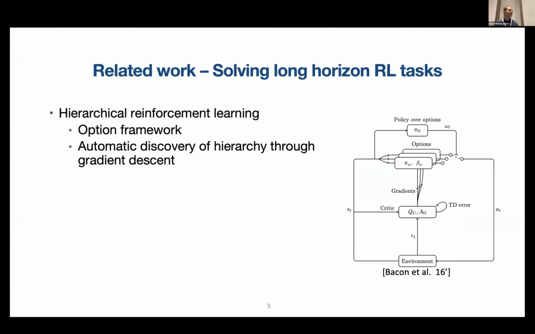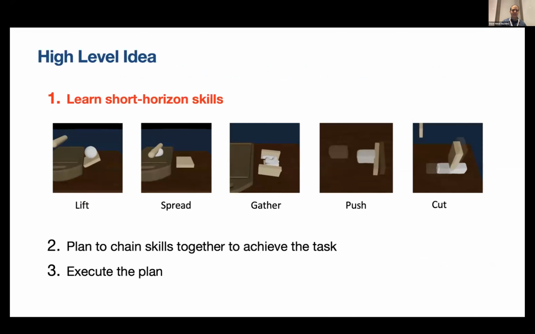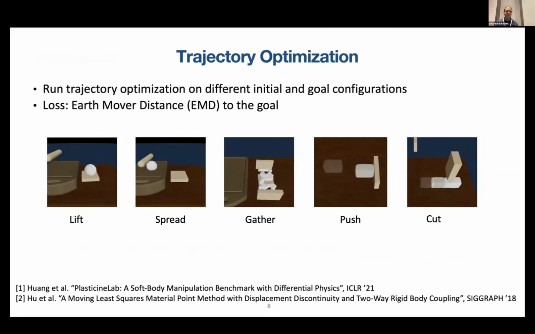Another approach that's related to the kind of approach we're going to be looking at is hierarchical reinforcement learning, which can be used to solve longer horizon tasks by reasoning at both the high and low level with reinforcement learning. For example, using an option framework, and you can discover this hierarchy. However, learning both the high and low level policies can create training difficulties. So we're going to instead take the approach shown here, in which we will first learn short horizon skills and then figure out how to chain these skills together. So let's describe how we do each of these tasks.